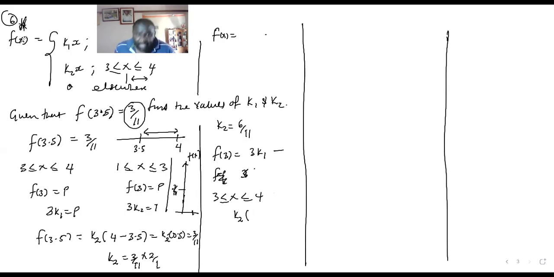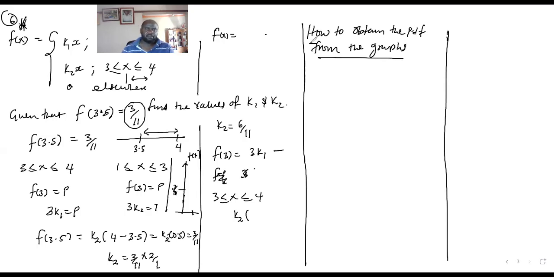Okay, now I want to use the graphs and redesign f of x. That is how to obtain the PDF from the graphs. How to obtain the PDFs from the graphs. And example 1, a continuous random variable.